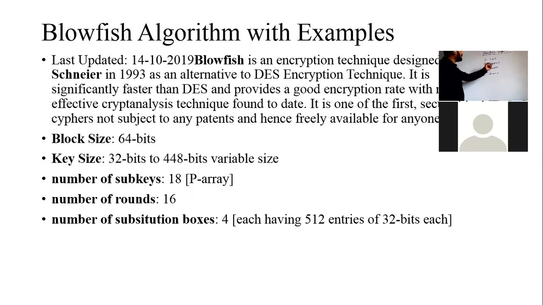Second is compact. Compact means Blowfish can execute in less memory. So that's why we call it compact. Next point is simple. This means it is simple to implement because we use only XOR operation or add function. For implementation, we use XOR and add operation. So it is simple to implement.